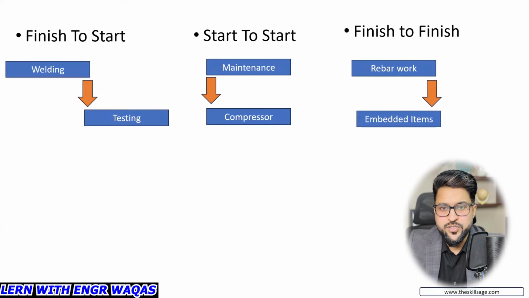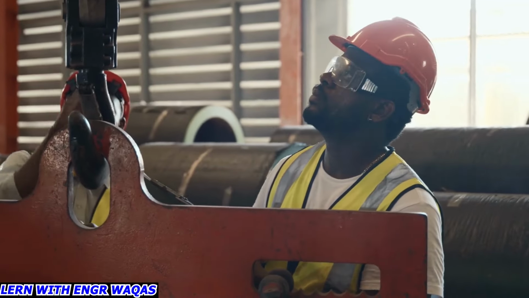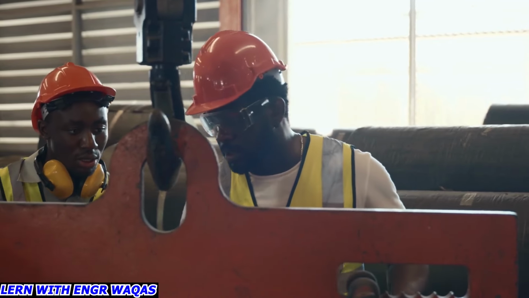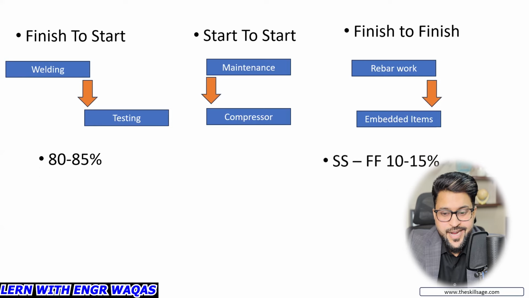These are only examples. You can take a look around your work and identify different kinds of activities which have the same pattern: finish to start, start to start, and finish to finish, and write in the video comment area about these relationships. So what is the probability whenever we are working on our scheduling work? We are going to give 80 to 85% finish to start relationships, and 10 to 15% mix and match of start to start and finish to finish relationships. So these are the things we are going to follow.